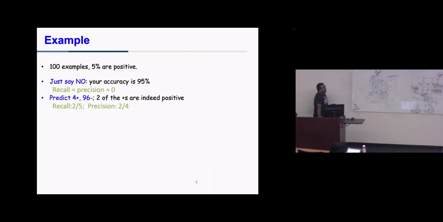Okay, so let's say you have 100 examples, and 5% are positive. If you just say no, your accuracy is 95%. But if you predict 4 to be positive and 96 to be negative, and 2 of them are actually positive, then what is your recall and precision? Anybody has confusion why the recall number looks like 2 by 5 and precision looks like 2 by 4? Do you agree? Is this correct or not?